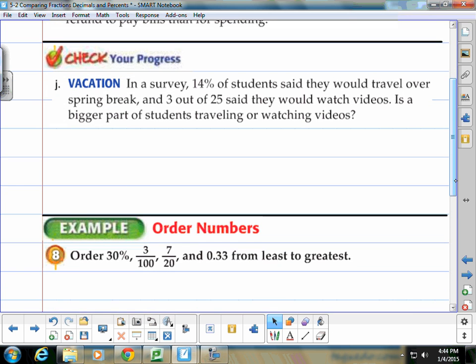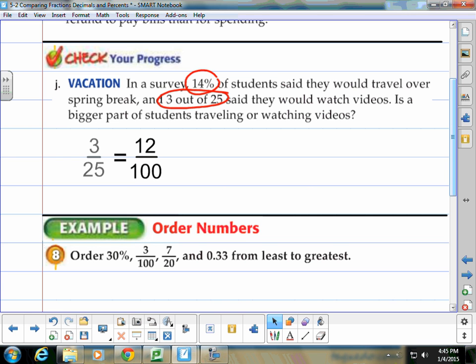So, another word problem example. In a survey, 14% of students said they would travel over spring break. That seems far away for us. And 3 out of 25 said they would watch videos. Is a bigger part of the students traveling, or are they watching videos? So again, we have a comparison of a percent and a fraction, 3 out of 25.